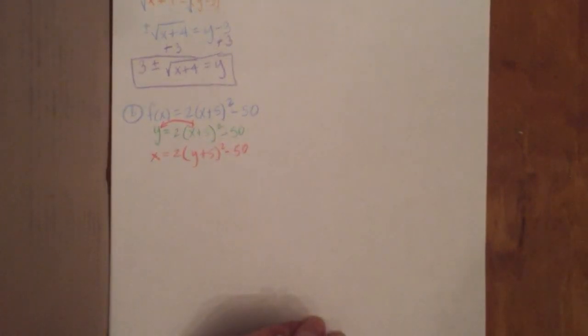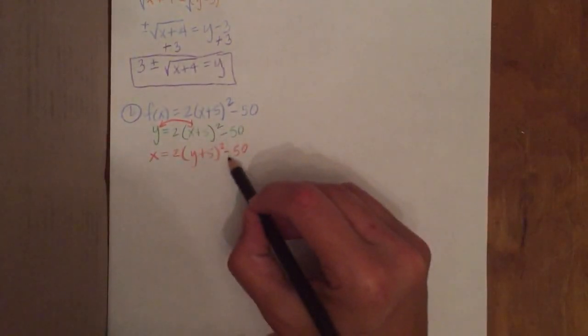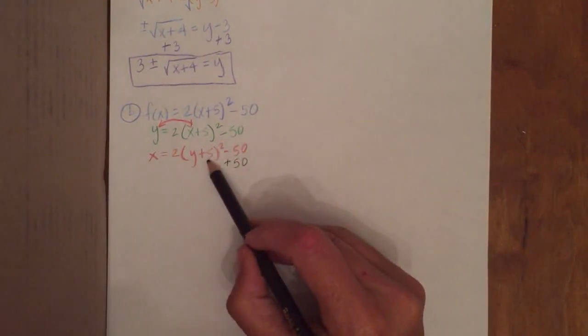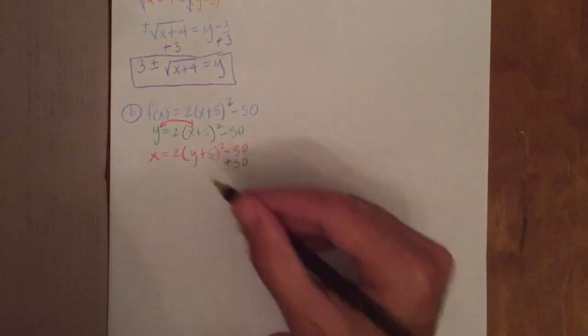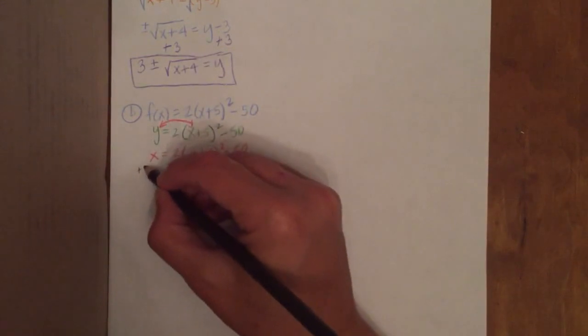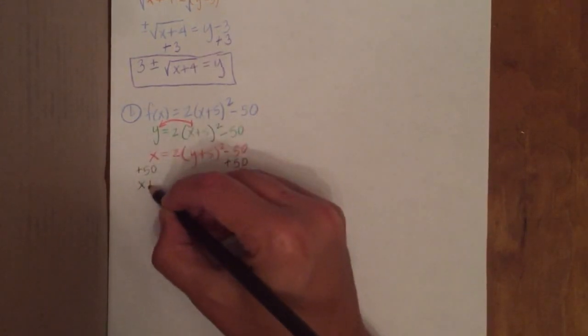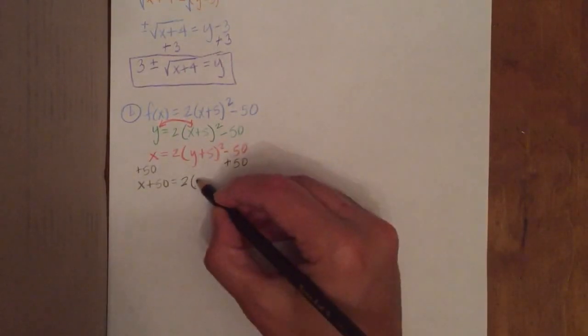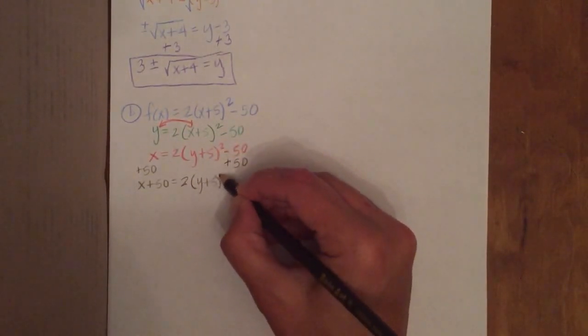So moving on from there, I'm going to take the 50 and move that first, that plus 50. I can't combine it with 5. 5's inside the parentheses. This is not. And I'm going to add the 50 to both sides. So it's going to give me x plus 50 equals 2 times y plus 5 squared.